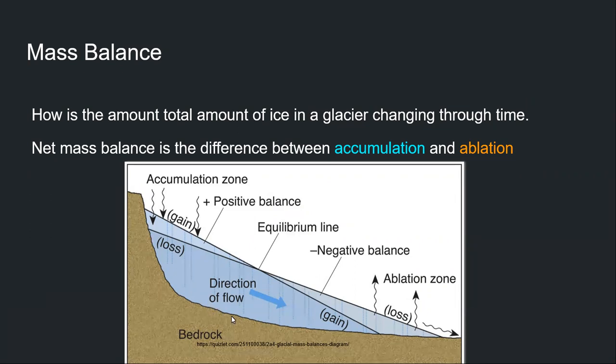You can think of the mass balance for the entirety of the glacier, but you can also divide your glacier into smaller sections. Let's say that we divide our glacier into its accumulation area and ablation area. In the accumulation area, you will make more ice than ice that will melt away, so the net mass balance is positive. In the ablation area, that's the opposite, and the net mass balance is negative. And at the equilibrium line, and that's a very important concept, the net mass balance is 0.